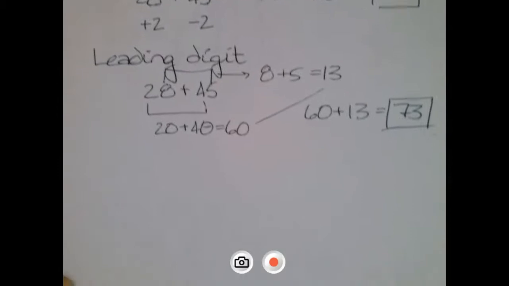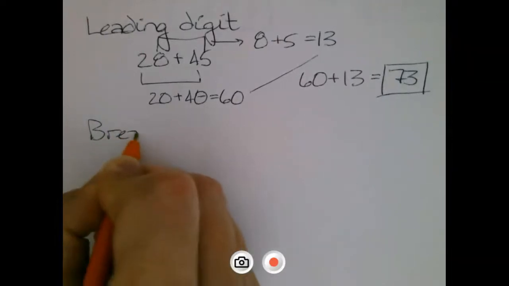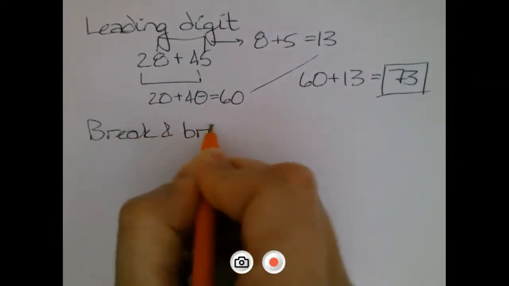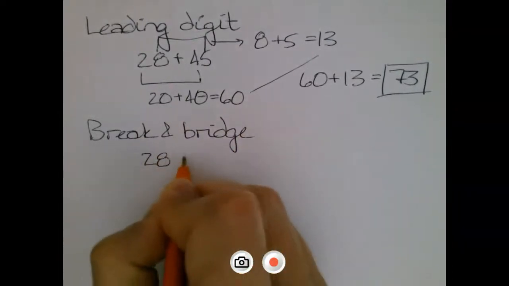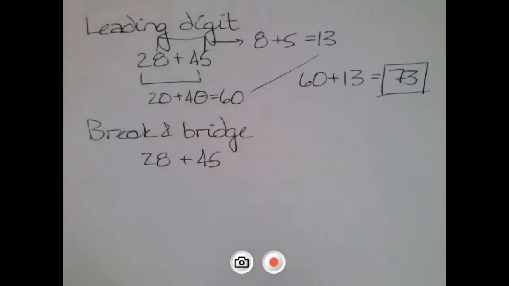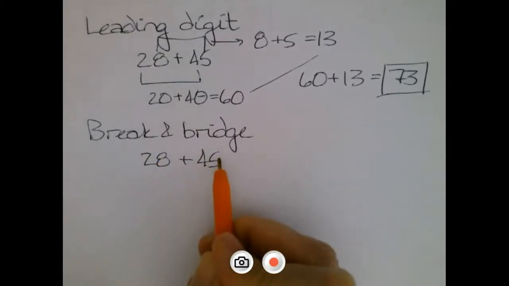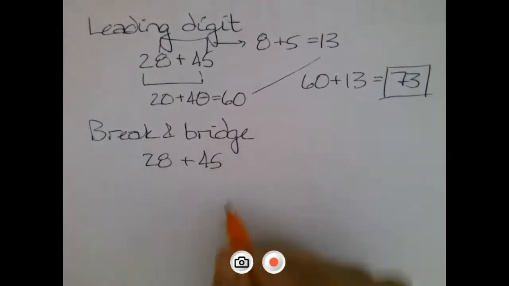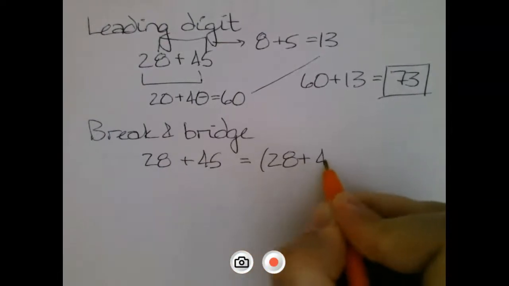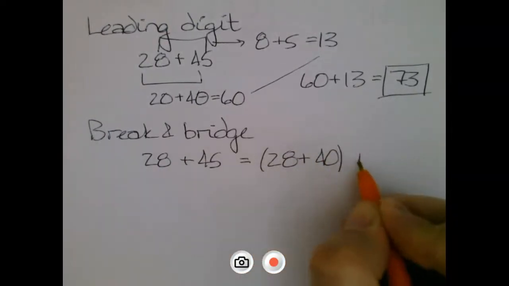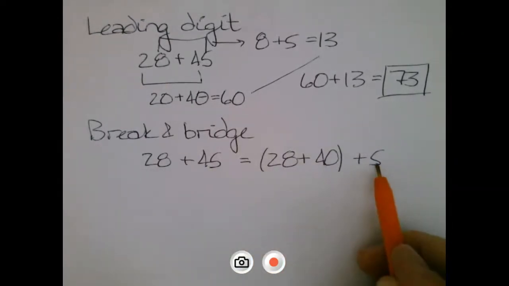One more. This one we'll call break and bridge. We'll stick with the same numbers, 28 plus 45. In break and bridge, I'm going to keep the first number as it is and break the second one into its place value parts. So this is 28 plus 40, just keeping the tens place there, and then I'll add on the 5 later. So I broke 45 into 40 plus 5.